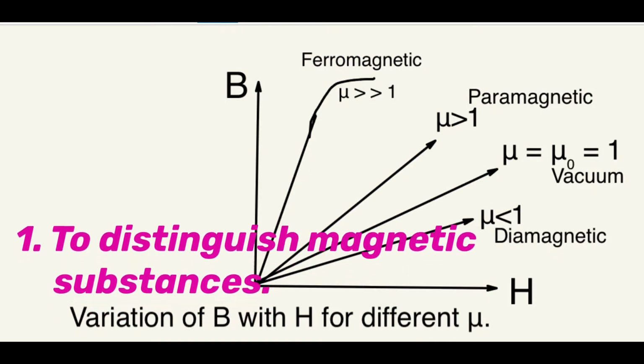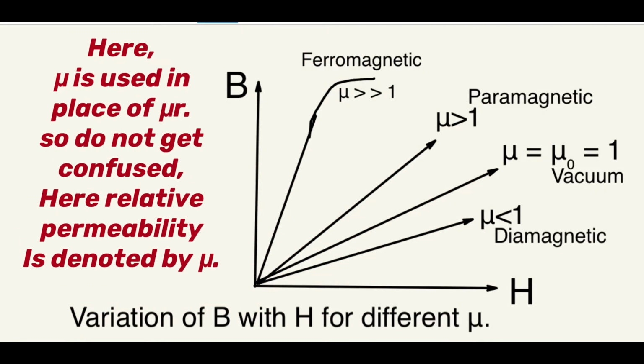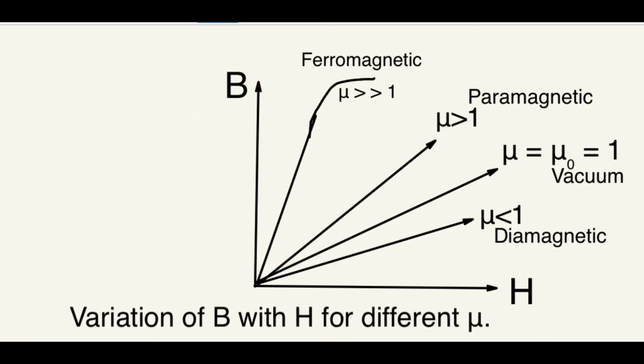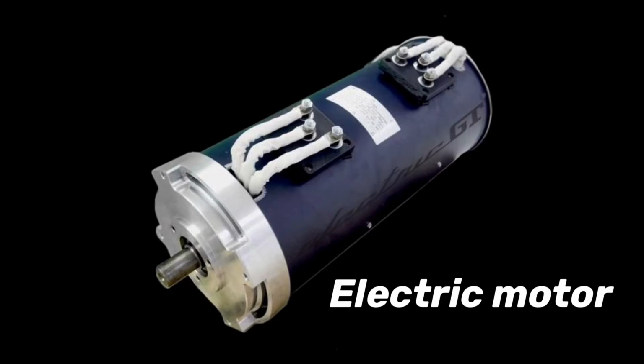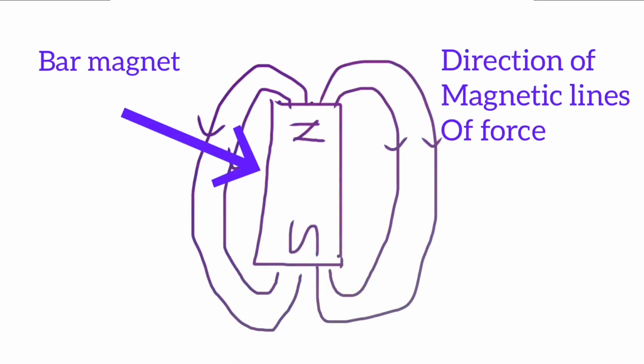1. To distinguish magnetic substances. The value of relative permeability helps to distinguish the magnetic substances. For example, if mu r of a material is less than 1, then this is a diamagnetic substance, for example, water, glass, etc. If mu r of a material is equal to 1, then there is actually no material, that is vacuum. If mu r of a material is just greater than 1, then this material is paramagnetic, for example, aluminum, magnesium, etc. If mu r of a material is very much greater than 1, then this is a ferromagnetic material, for example, iron. This helps the industries to select good magnetic material to produce devices of daily use such as dynamo, electric motor, coil of transformers, etc.